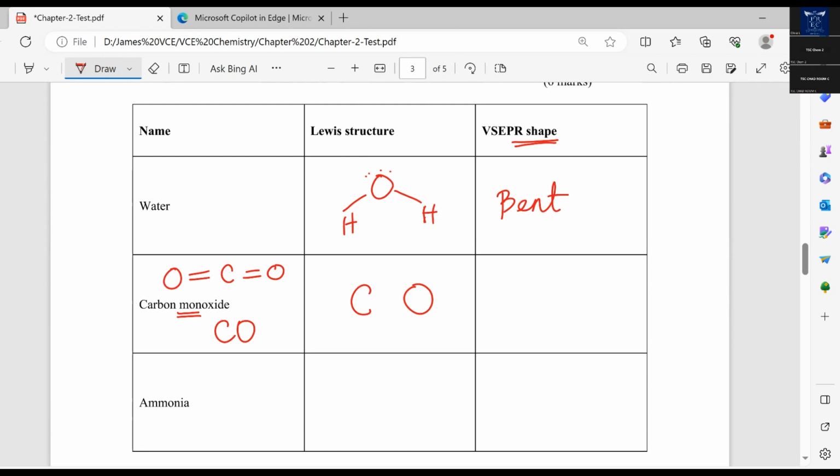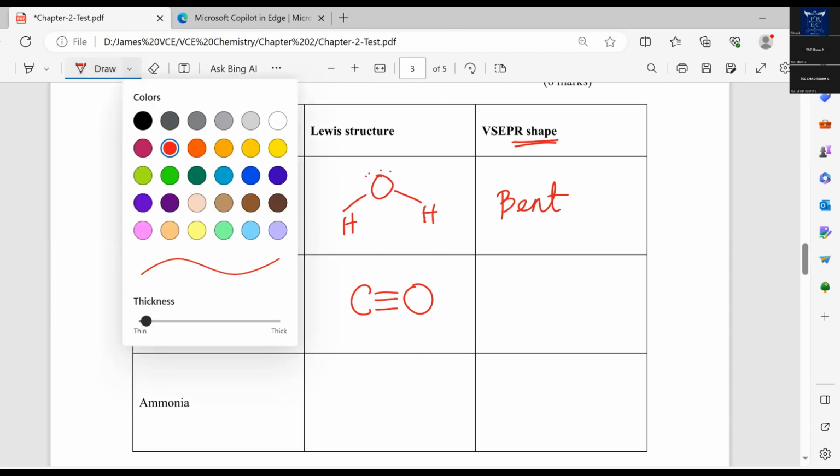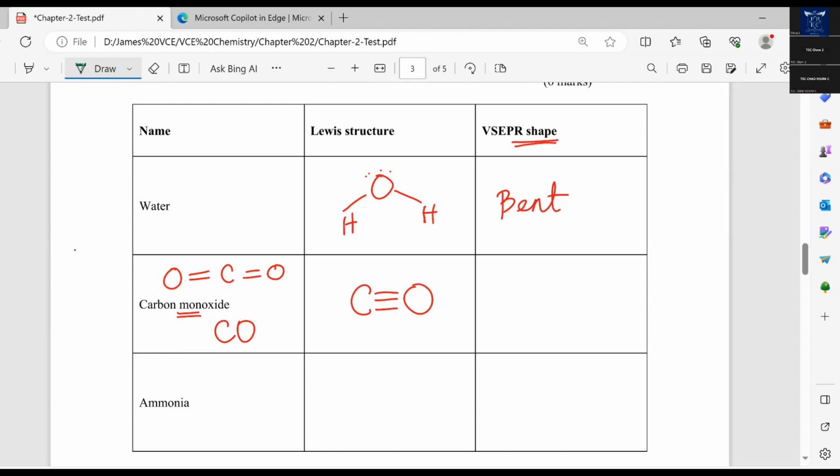This one, carbon monoxide, most of you did not get it correct. So what will happen is that carbon monoxide is going to have a triple bond here. Okay, for each of the bonds, in this case oxygen has this, and then carbon will actually be able to share.